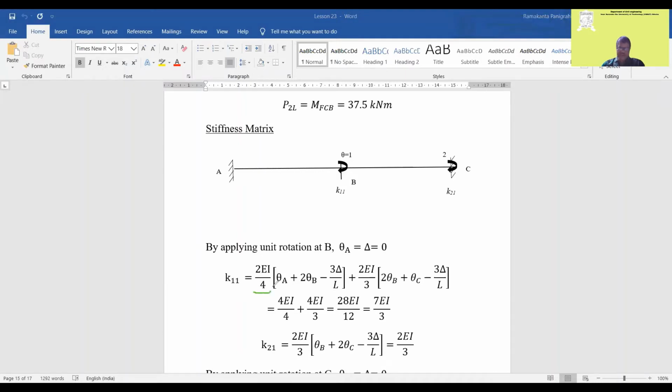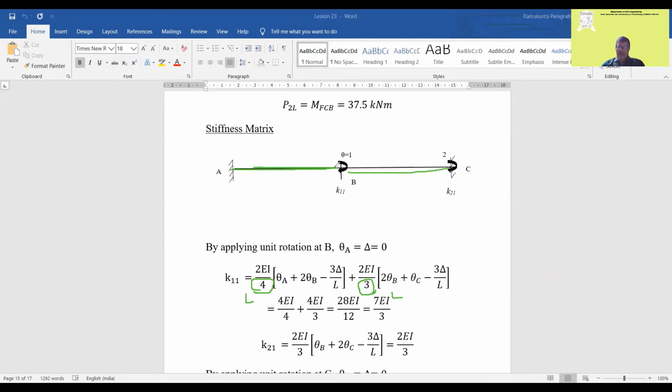So this L has been taken as 4. So this is the L of this span. This is the L of this span. Now what will be the force developed with theta? You will get some value from this beam. You will find some moment also from this span.